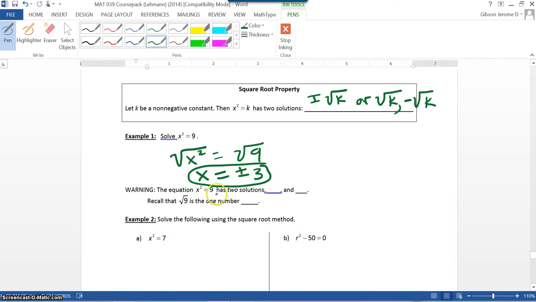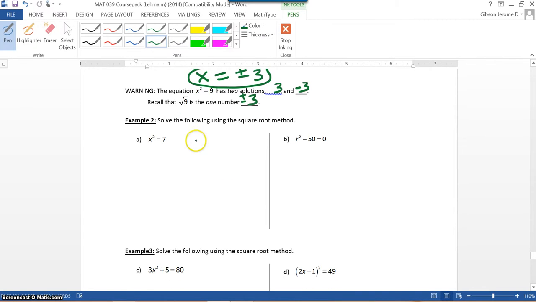Warning, the equation x squared equals 9 has two solutions. We know it's 3 and negative 3. Recall that the square root of 9 is the one number. We know it's 3, or we could write positive and negative 3. Oh, actually, no. It's supposed to just be 3 here because this isn't part of an equation. The only time you get the two solutions as stated here is when it's part of an equation. So when you just have the square root of 9 by itself, it'll just be the positive of that number.